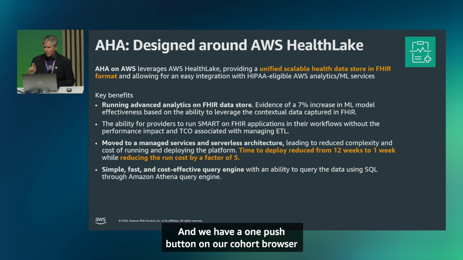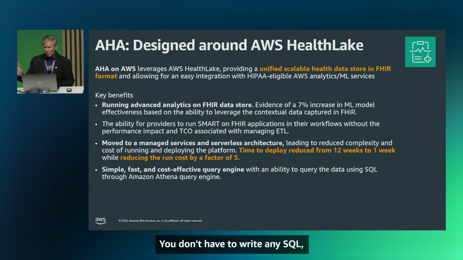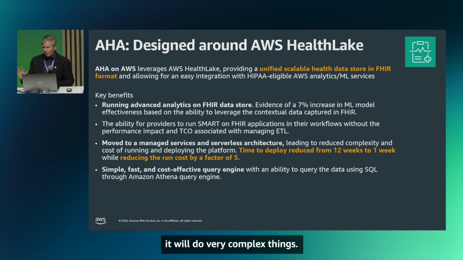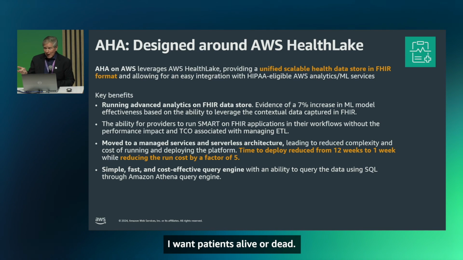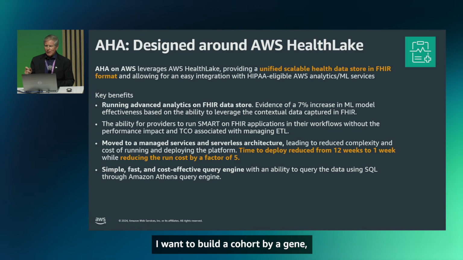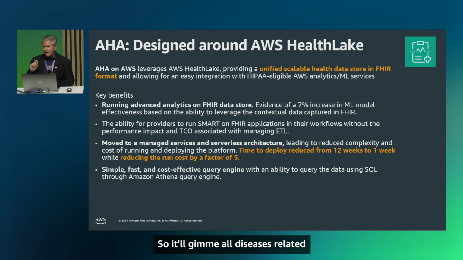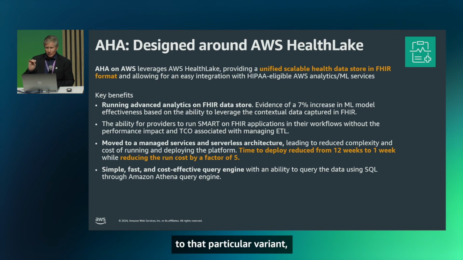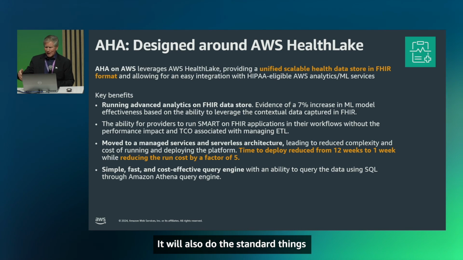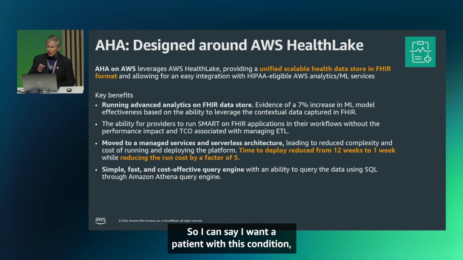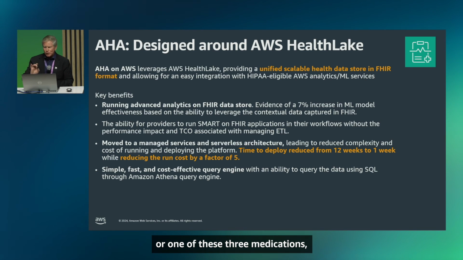And we have a one push button on our cohort browser that will segment the data for you. You don't have to write any SQL. It will do very complex things. It'll say, okay, I want this sex, I want patients alive or dead, I want race and ethnicity, I want to build a cohort by a gene, build a cohort by a variant. So it'll give me all diseases related to that particular variant, all diseases related to that gene. It will also do the standard things by conditions, medications. So I can say, I want a patient with this condition, not with this condition, on this medication, or one of these 3 medications.